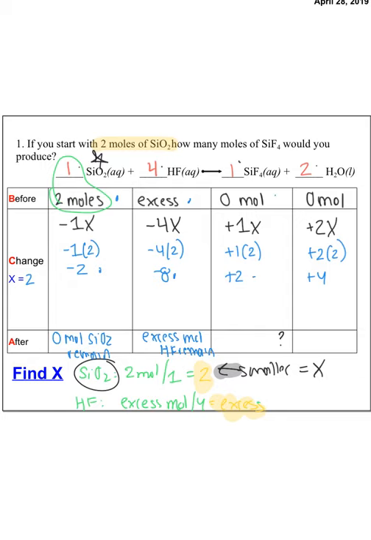And then 0 plus 2 gives us 2 moles of SiF4 produced. And 0 plus 4 gives us 4 moles of H2O produced. This question asks for how many moles of SiF4 you would produce, so there's my answer right there. 2 moles of SiF4 will be produced.